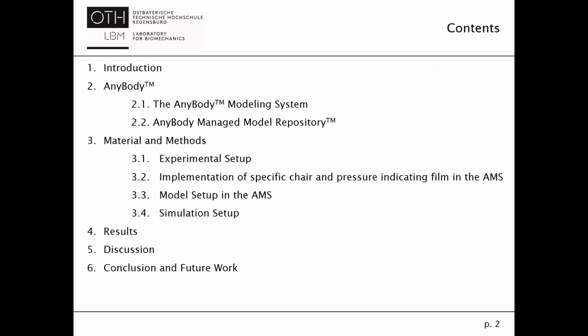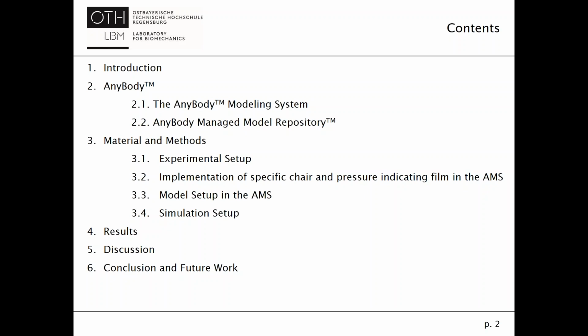Before I start my presentation, I would like to show you the contents of my work. First, I will give a brief introduction on why active sitting is important and what the aim of my work was. Then, for the participants who are not familiar with Anybody, I will say a few words about the Anybody modeling system and the Anybody managed model repository.